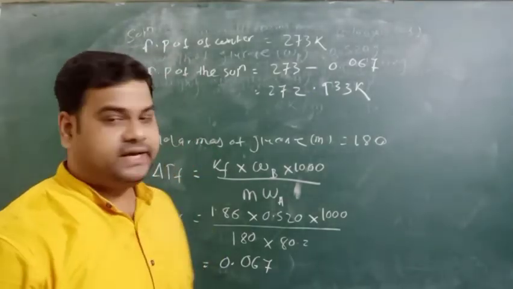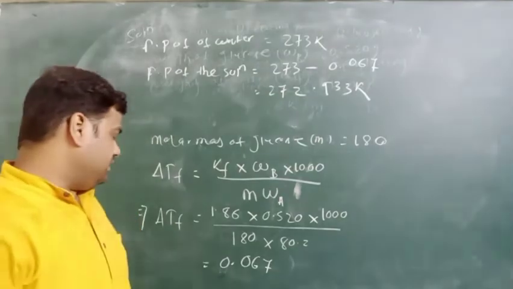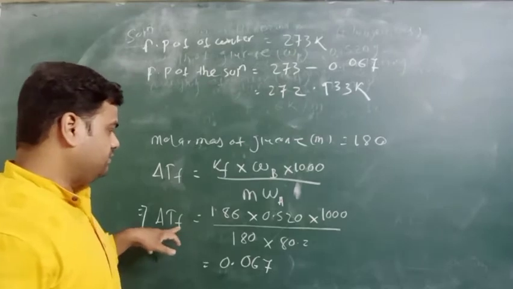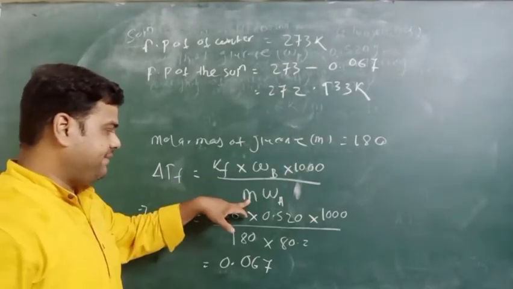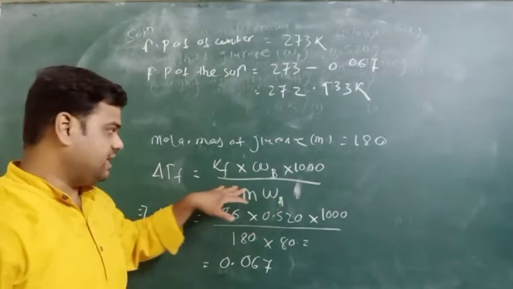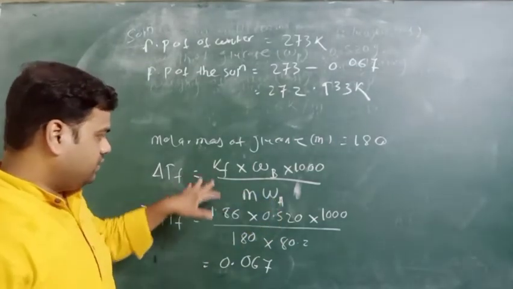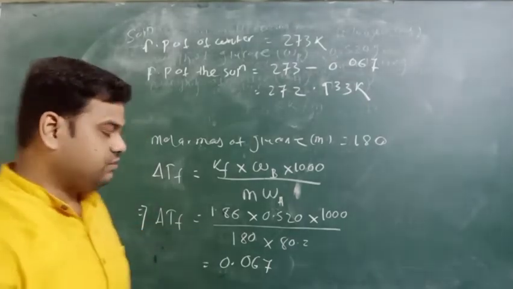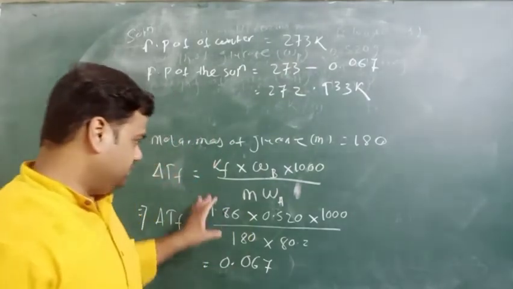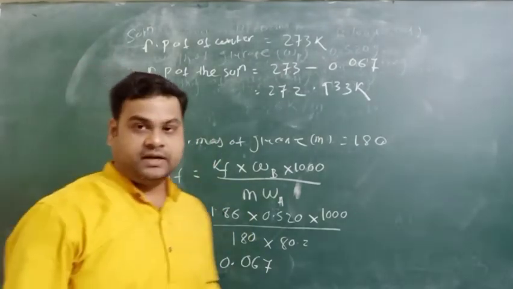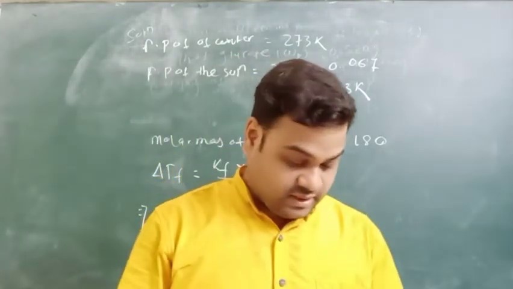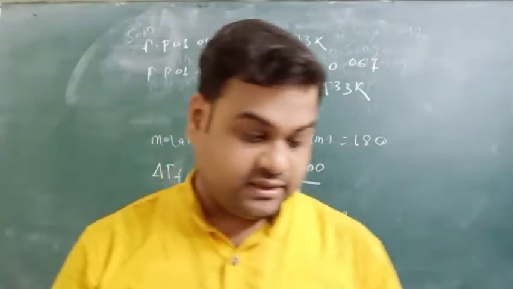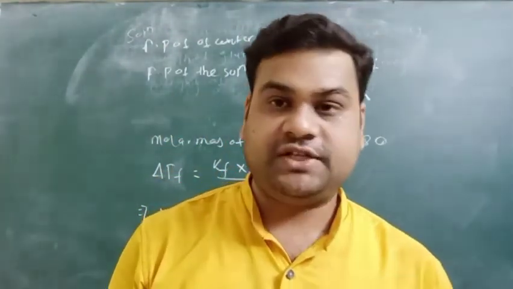In this numerical, we can calculate the depression in freezing point from the known data of Kf, WB, M and WA, so that we can calculate the del TF value. You have to know the known values, otherwise you cannot calculate. First of all, you have to know the known value, or you have to calculate that. Next, this is a numerical regarding the depression in freezing point. The last numerical is osmotic pressure.